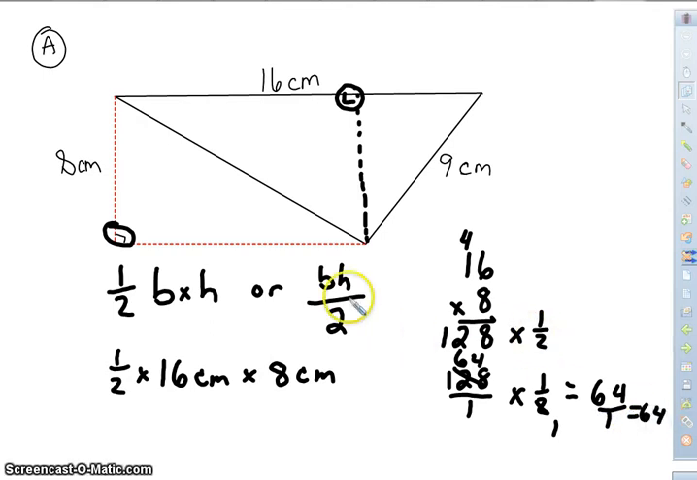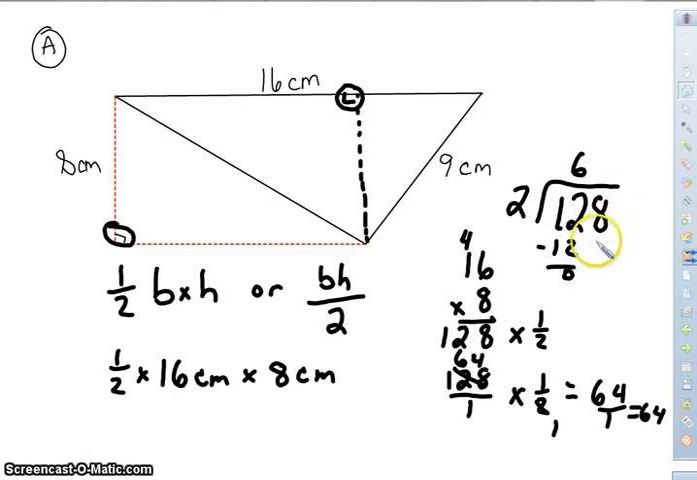That's the point being made here. That's the similarities. If you take the 128 and simply divide it by 2, you will again get your 6, subtract, get 0, bring down the 8, and you get 64. So again, it doesn't matter which method you use.